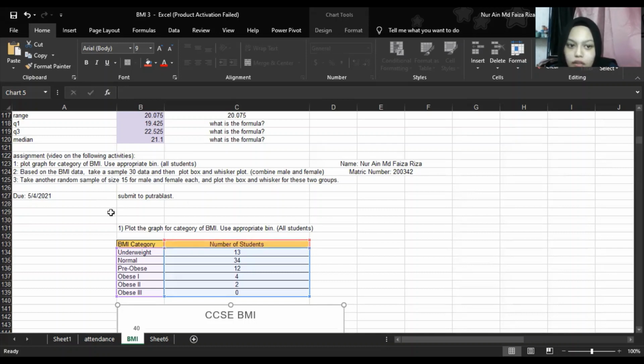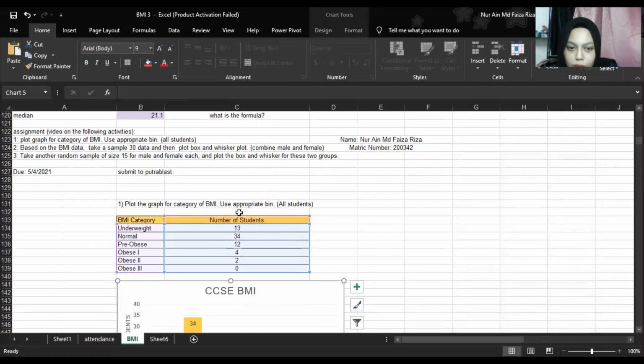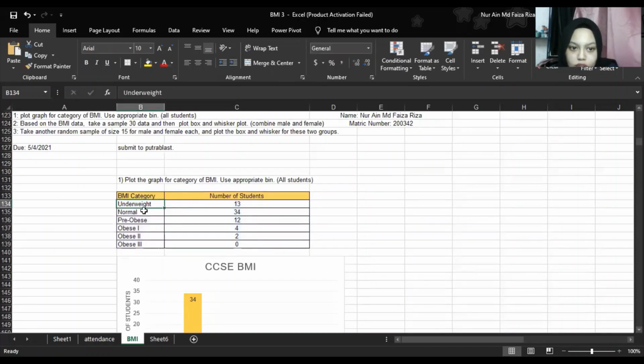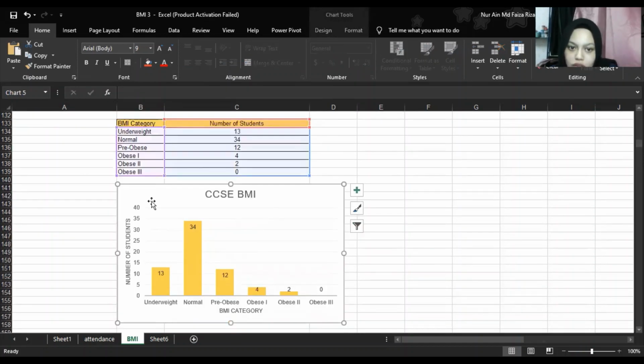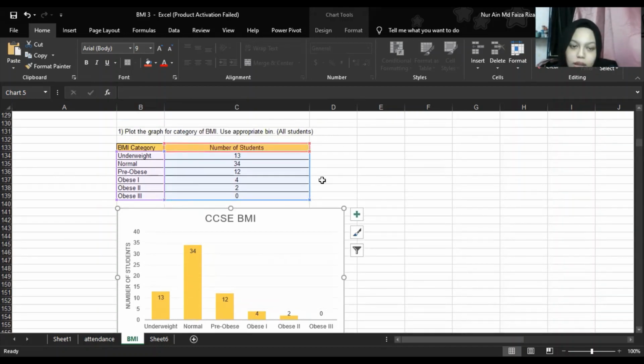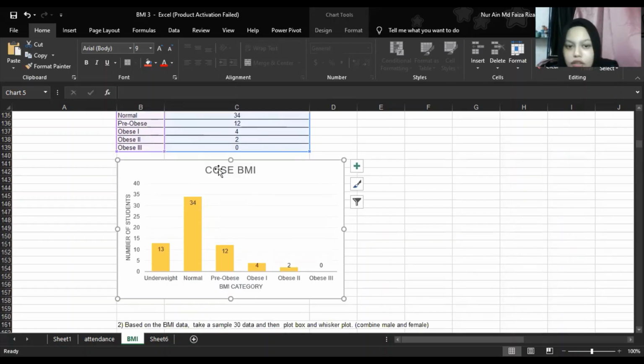Okay, first off, we're going to answer the first question, which is plot the graph for category of BMI. As you can see, we have 6 categories here, and I've already put the students according to their BMI category, and this is the result. We have 13 students for underweight, 34 normal, 12 pre-obese, 4 for obese 1, 2 for obese 2, and none for obese 3. In order to plot this graph, I just put the category and the number of students, select them all and insert graph.